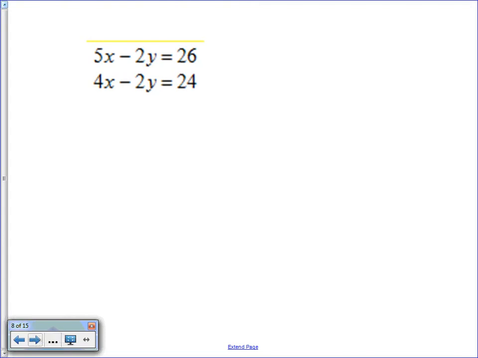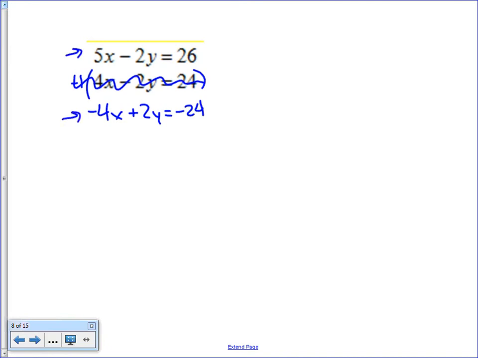Going on to the next. Looking closely at this one, I have a -2y and -2y. Again, one of them's got to be positive. So let's choose one to multiply by -1. You can use the top or the bottom, either one. So multiplying that -1 through, I'm going to get a -4x, positive 2y, and -24. So I'm just going to scribble that one out for a sec. Adding that top one and that third one together, I get, well, just an x equals 2. Okay, so I'm actually done there. Well, x equals 2.